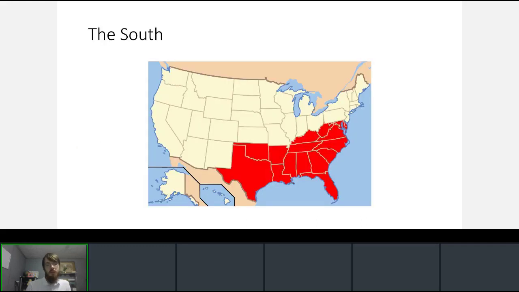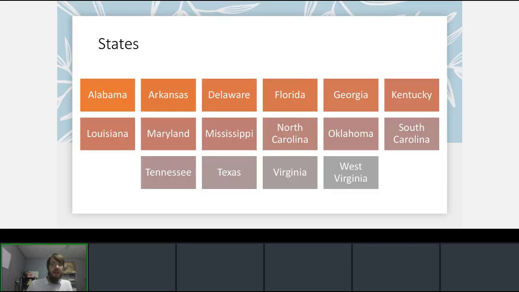All right, then you have the South. And the Census Bureau does divide the South into 3 different sections, but take it as a whole, this is the South, according to the Census Bureau. So it's a very wide selection of things. Alabama, Arkansas, Delaware, Florida, Georgia, Kentucky, Louisiana, Maryland, Mississippi, North Carolina, Oklahoma, South Carolina, Tennessee, Texas, Virginia, and West Virginia.